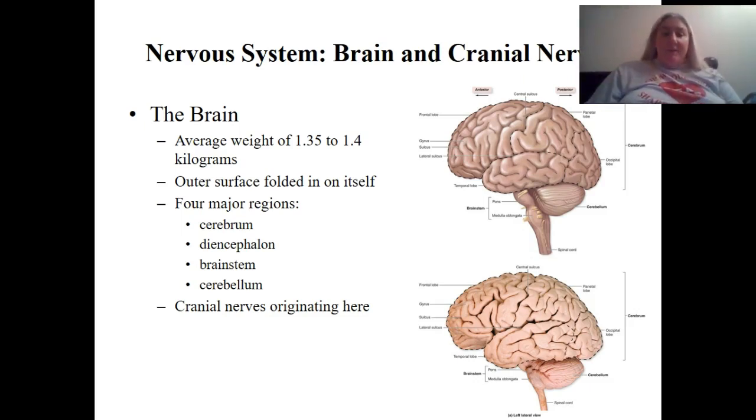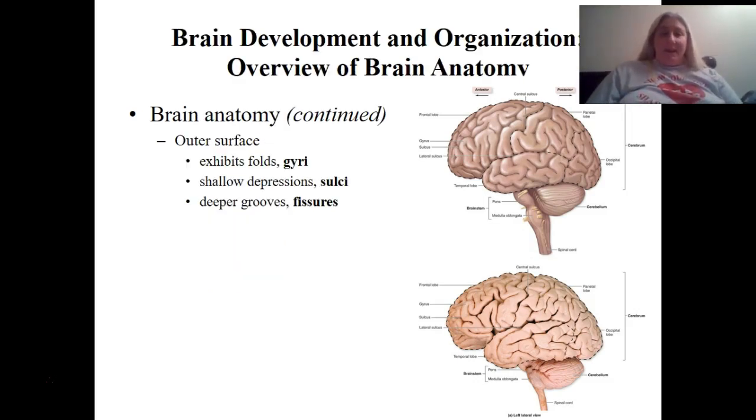There are 4 basic regions to the brain. There's the cerebrum, cerebellum, diencephalon, and brainstem. And then we have 12 pairs of cranial nerves that come off of the brain. I mentioned these already. The folds are the gyri, the little bumps. The depressions are sulci, or the real deep depressions are called fissures. Okay.